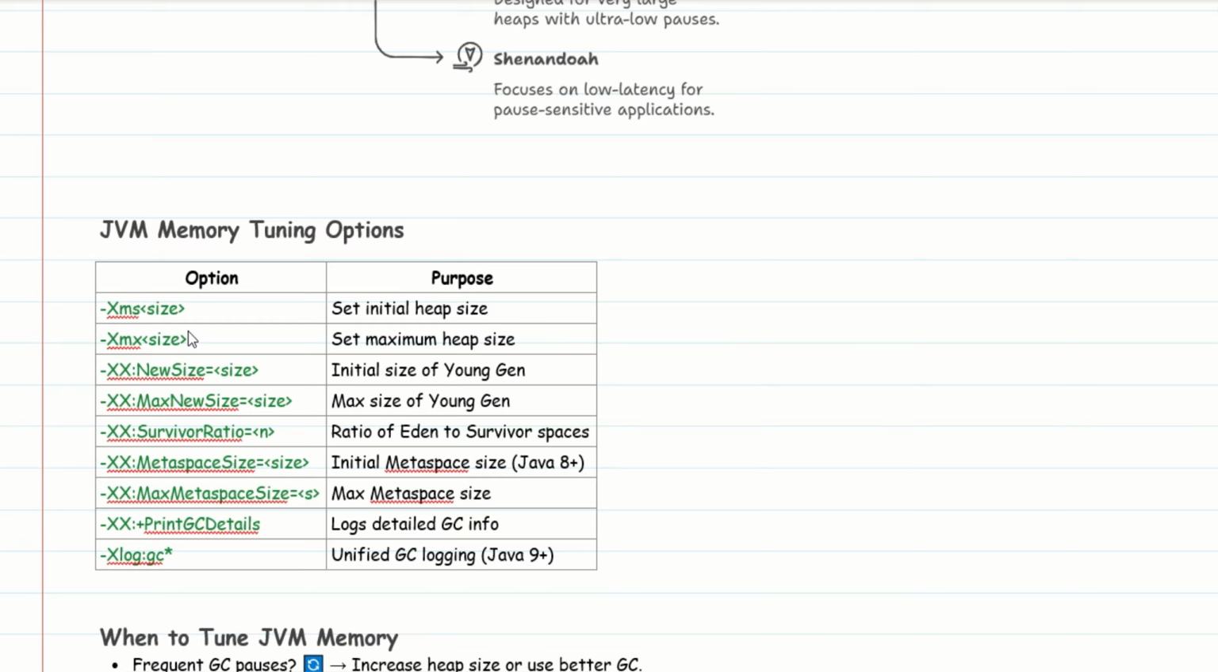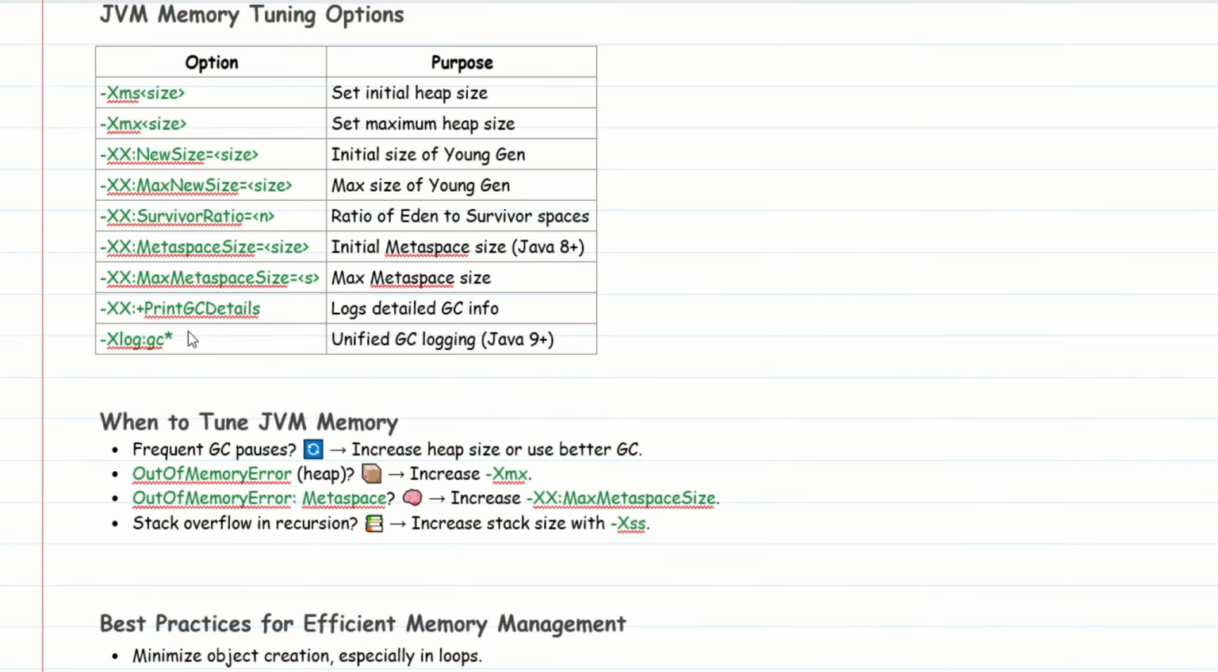So when to tune JVM memory? With frequent GC pauses, increase the heap size or use better GCs. When you come across an out of memory error, you can increase the heap size. You can set a maximum heap size. Again, if you have an out of memory error with Metaspace, increase the max Metaspace size. And when you have a stack overflow, increase the stack size with -Xss. That's the parameter for it.